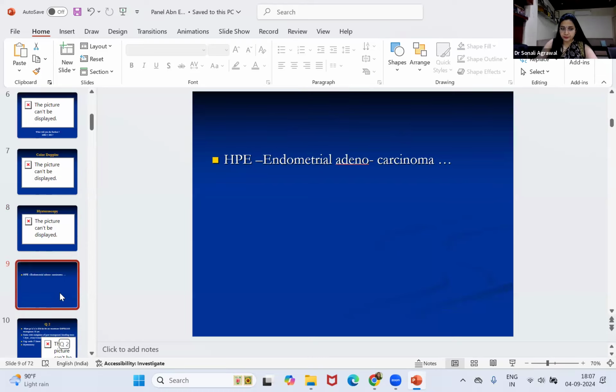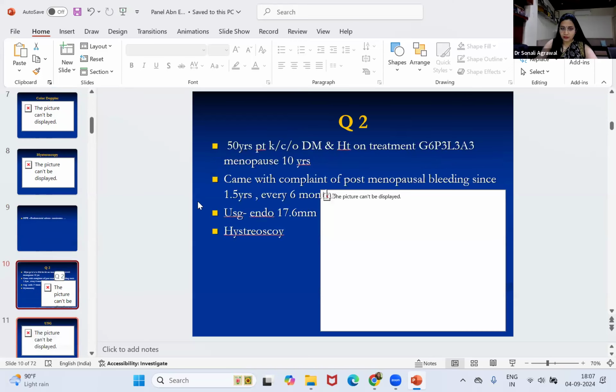So this is a postmenopausal patient with cystic spaces with scattered and prominent vessels. We should suspect a polyp which has malignancy potential. So let us move on to our second question.